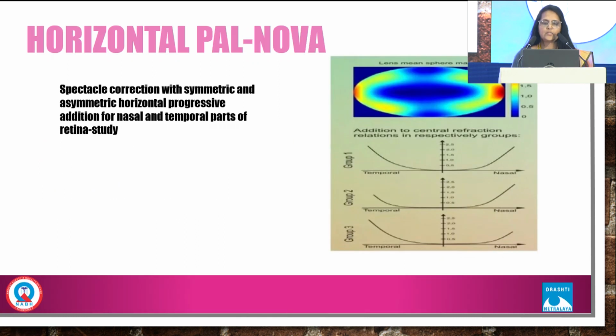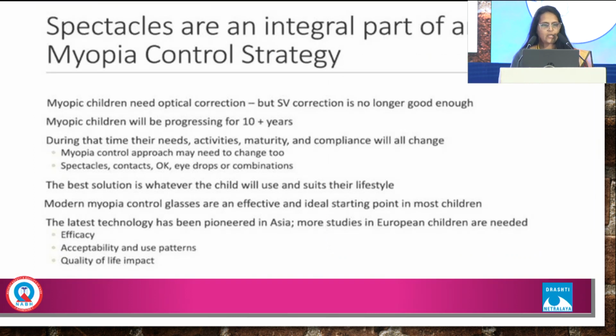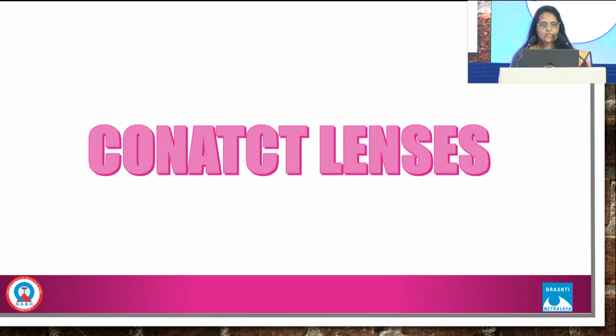The fourth one is horizontal PAL, which is from Nova, a horizontal progressive addition lens. There is not much of a study available for that. So spectacles are an integral part of any myopia control strategy nowadays, and let's look at the contact lenses.